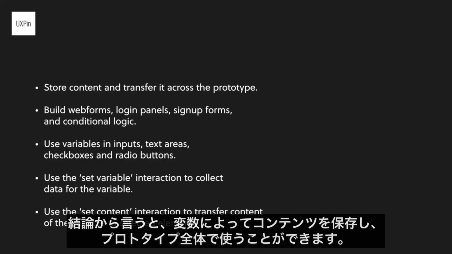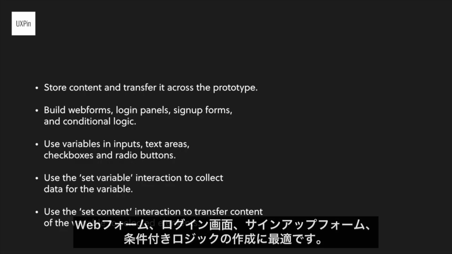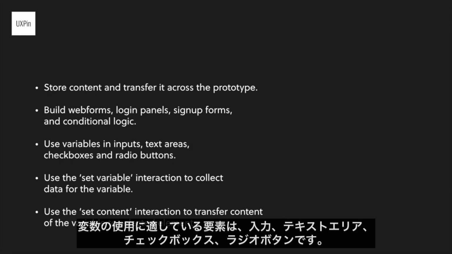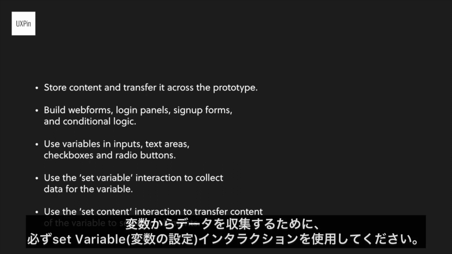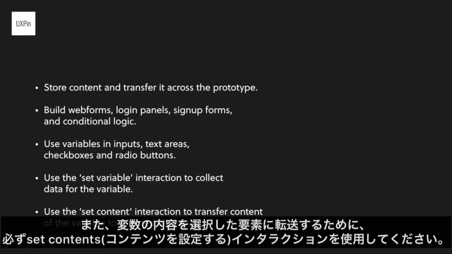In conclusion, variables allow storing content and transfer it across the prototype. It's ideal for building web forms, login panels, sign-up forms, and conditional logic. Elements that are suitable for using variables are input, text areas, checkboxes, and radio buttons. Make sure to use set variable interaction to collect data from the variable. Also, be sure to set content interaction for transferring content of the variable to the chosen elements.